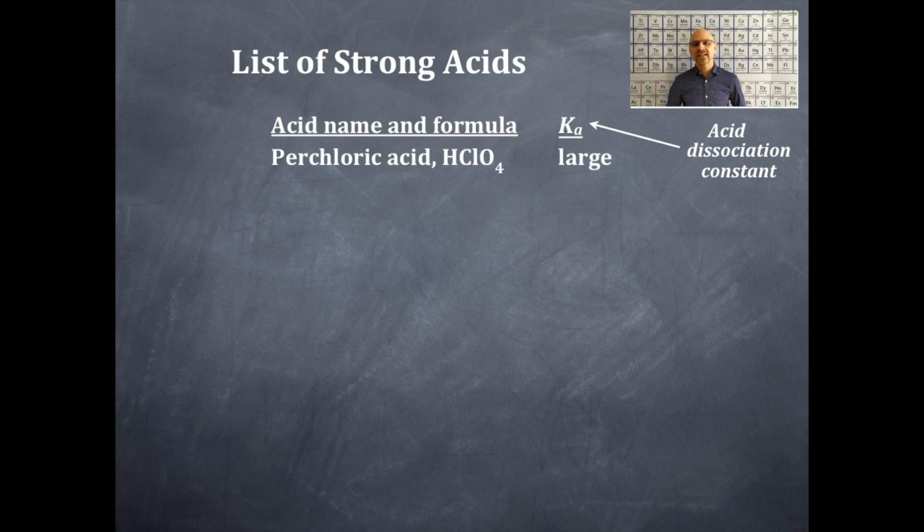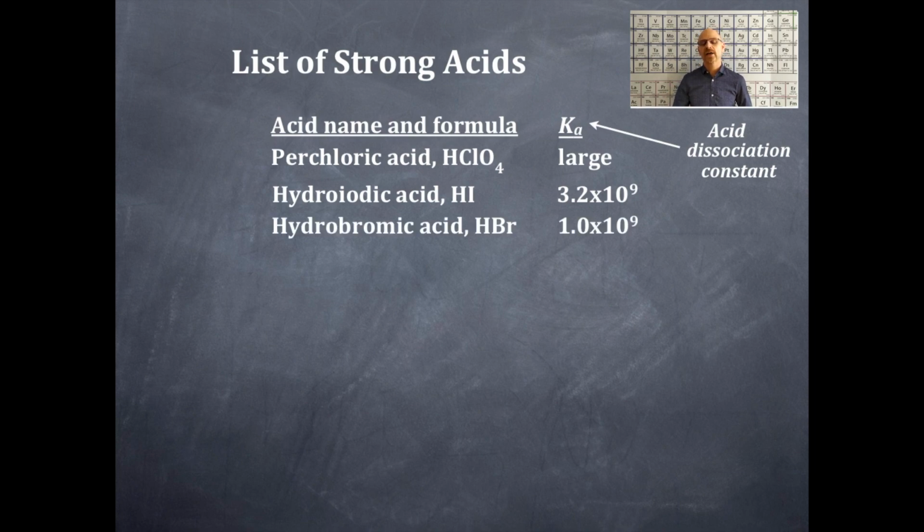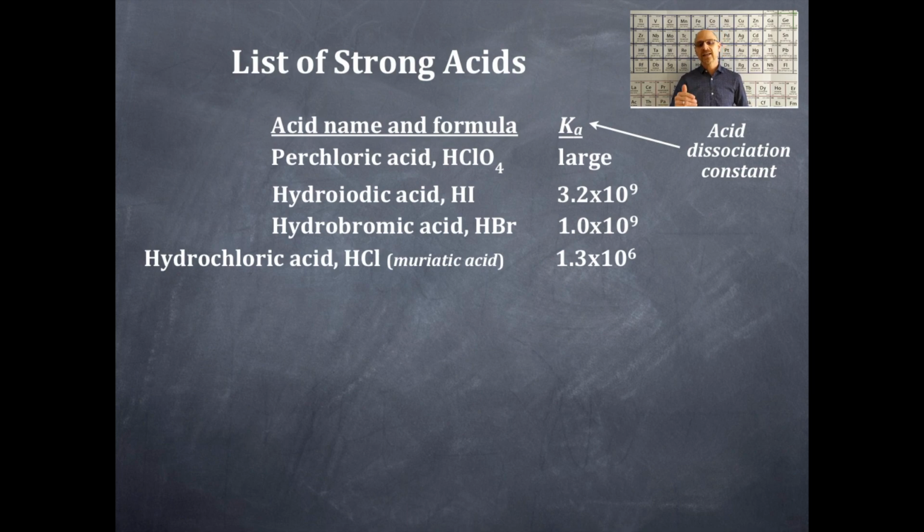So perchloric acid, HClO4, that's a very large Ka. We got hydroiodic acid, that's HI, that has a 3.2 times 10 to the 9 Ka value. Obviously, since this Ka is greater than 1, you should see that this is product favored. That's why it's a strong acid, because it dissociates 100%. Hydrobromic acid has a Ka of 1.0 times 10 to the 9. Hydrochloric acid, which is muriatic acid, so if you have a pool at home, you're purchasing muriatic acid, which is hydrochloric acid. That is also a strong acid, as a dissociation constant of 1.3 times 10 to the 6.